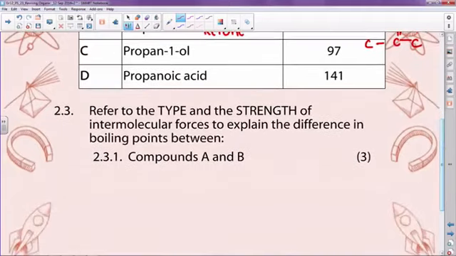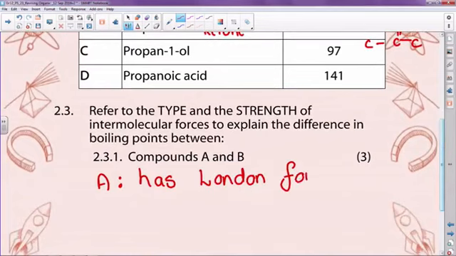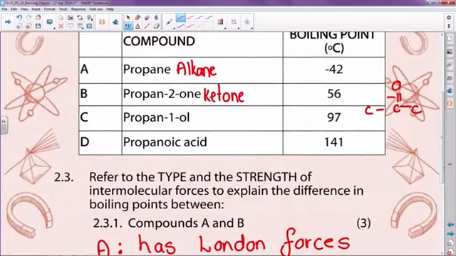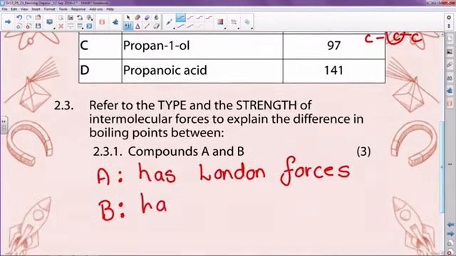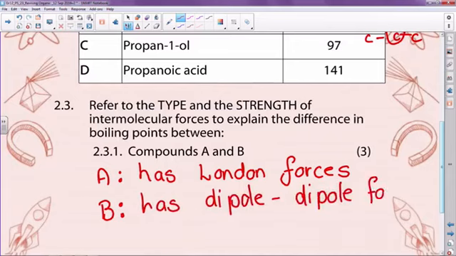That means A has London forces, or you can call it dispersion forces, that's fine. Some of you might have learnt it as induced dipole. That's fine. It has London forces. B also has London forces, but because of that double bond to the oxygen in the middle, which creates a dipole, B has dipole forces, or dipole-dipole. Now, I have referred to the type of forces. I've named them. You can't just say intermolecular forces.